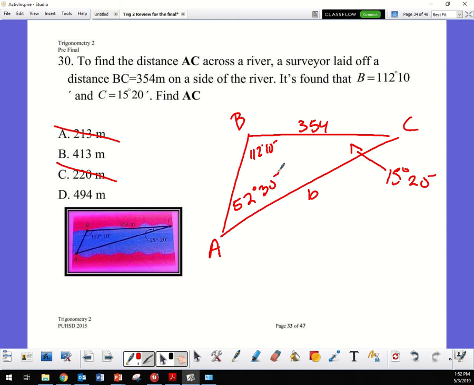All right, so now we're going to do law of sines. I'm going to have 354 over sine of 52 degrees, 30 minutes is equal to little b over sine of 112 degrees, 10 minutes.